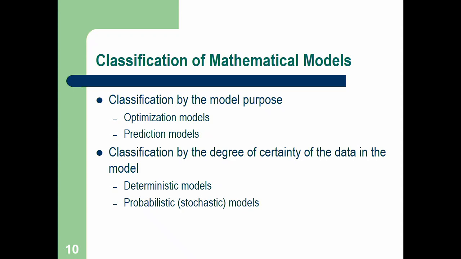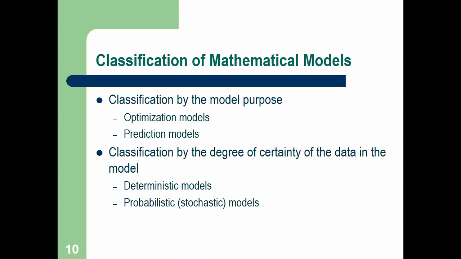How many incoming students is St. Francis going to have? How much demand are we going to have for our product next month? All these things are prediction models. So not optimizing, but trying to look into the future based on the past. Those are prediction models. So those are the two types of models by purpose that we're going to focus on in this class. First, we're going to focus on optimization models via linear programming, and then we're going to come back to prediction models.